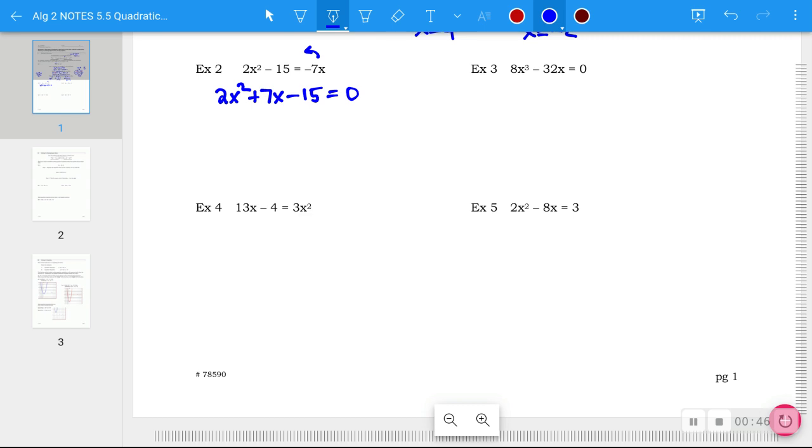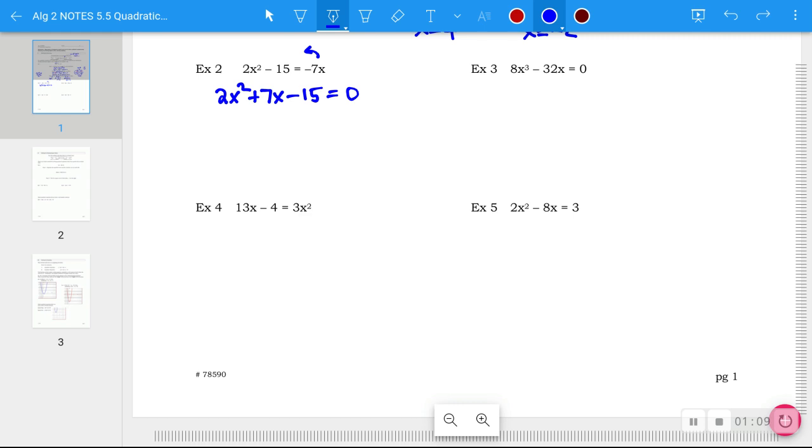Now, example 3, you've got a cubic equation. It's actually got the highest power up front, so that's good. The next highest power next, that's good. And it does say equals 0, that's good. So there really is no work on this stage of getting that into standard form. It's already in standard form.